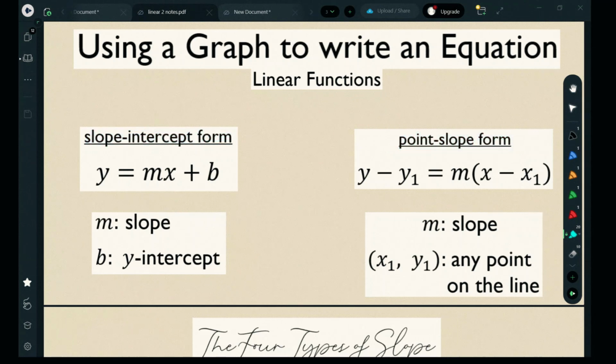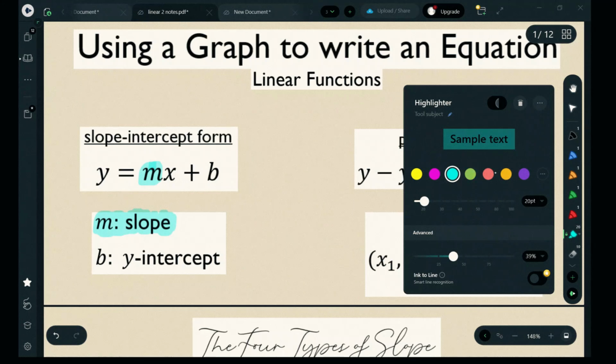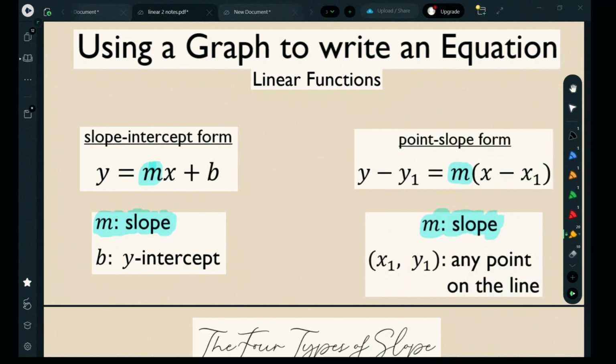For both of these, you're going to need the slope. Okay, and m is the letter we use for slope, and in both equations there's an m. So you have to have the slope either way. Where these two forms are different, for the slope-intercept, well, this b here stands for the y-intercept. So if you know the y-intercept, then you can write your equation in slope-intercept form.